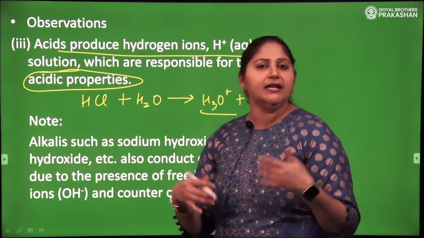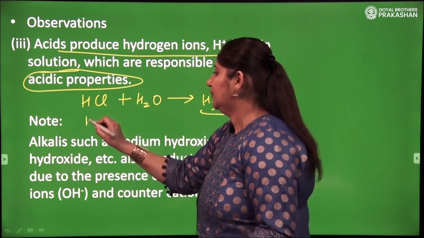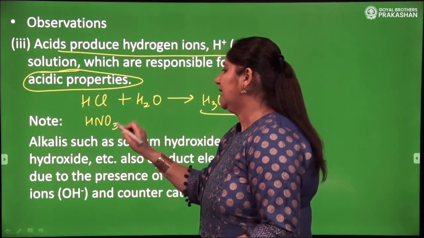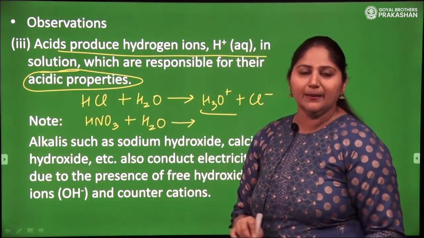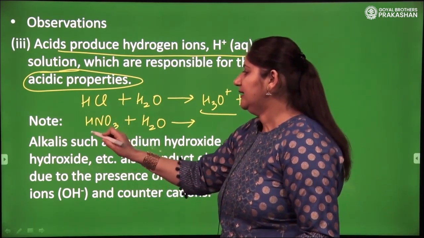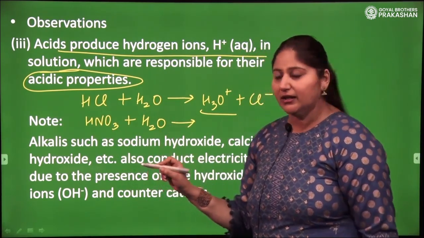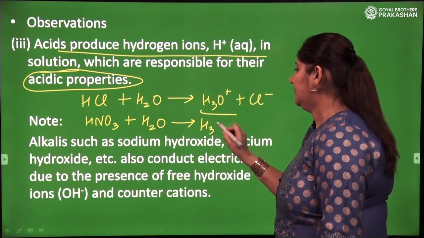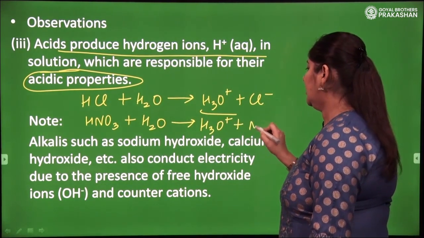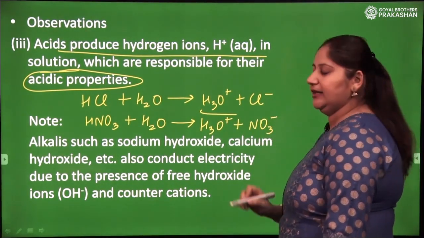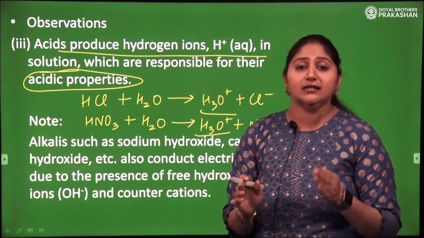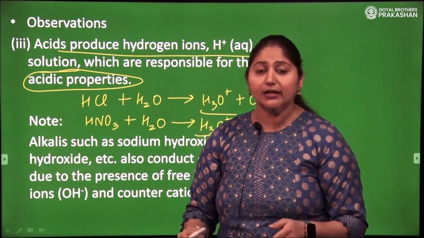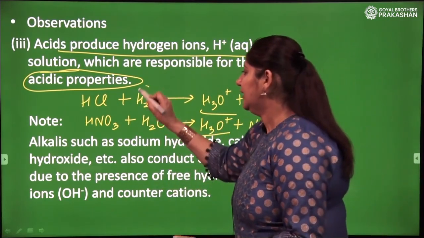Similarly, if you take any other acid, let's take HNO3. What will happen with nitric acid when you dissolve it in water, children? HNO3 will release its H plus towards water to form hydronium ion, plus the counter ion, which is nitrate ion here. So this hydronium ion actually decides the acidic property of nitric acid, only when dissolved in water.